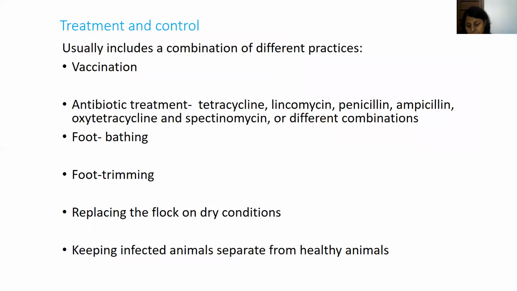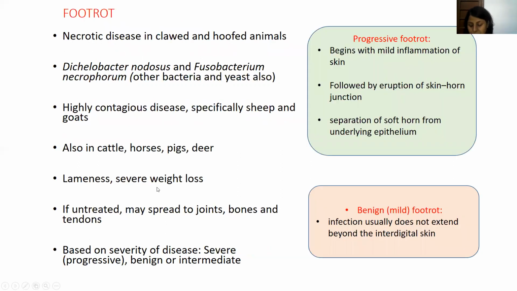So this concludes the topic of the anaerobic gram-negative anaerobes, and the important genera for these are Fusobacterium, Dichelobacter, and Bacteroides. So this concludes the topic.